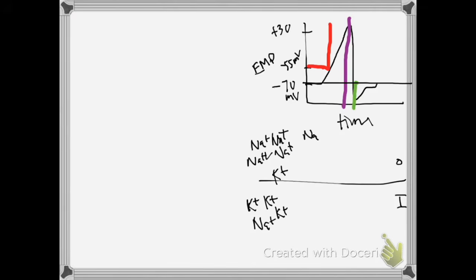Now, due to so many positive ions, these sodium ions on the outside, we're going to call the outside positive relative to the inside. The difference in membrane potential is 70 millivolts. Because the inside of the membrane is 70 millivolts less than the outside electric potential, we're going to call it negative. So we say that this membrane has a resting membrane potential of negative 70 millivolts.